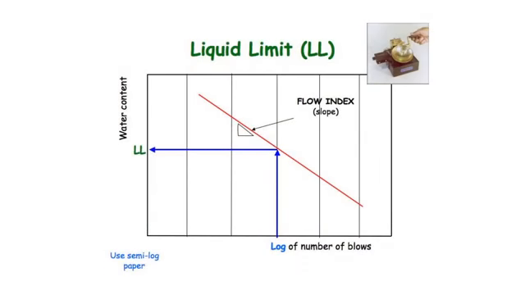Plot the moisture content versus blow counts and determine the liquid limit from the flow curve. With the moisture content plotted on the vertical axis and the blow counts plotted on the horizontal axis in log scale, a linear regression can be established through the data and the liquid limit can be interpolated.